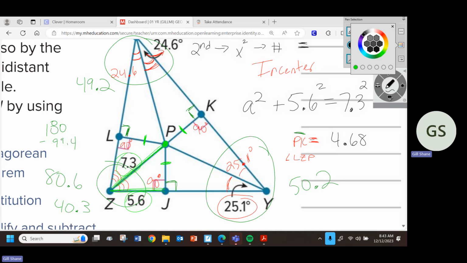Hopefully, well, I mean, you can look in your pages, which aren't as cluttered. LZP is this angle right here. So again, you follow the letters, the vertex is in the middle. LZP, well, we already saw for that when we said this whole angle is 80.6. If we split it in half, we get 40.3. So LZP is 40.3. Any quick questions on that?